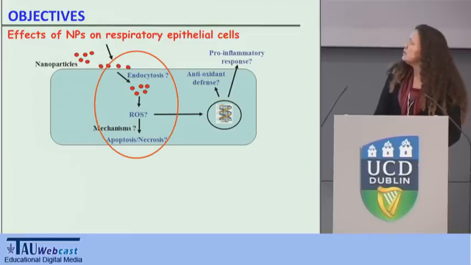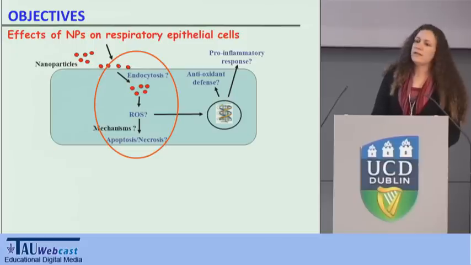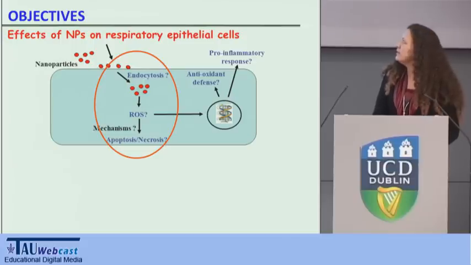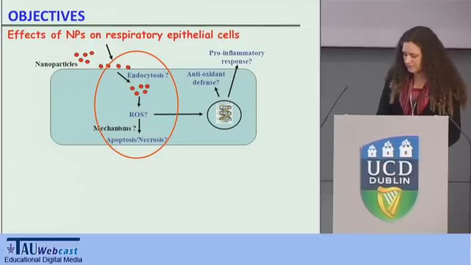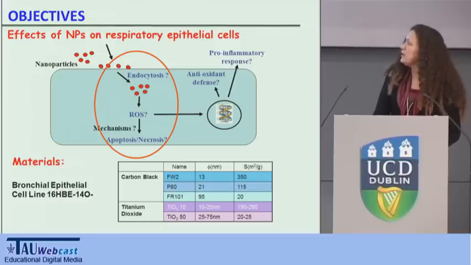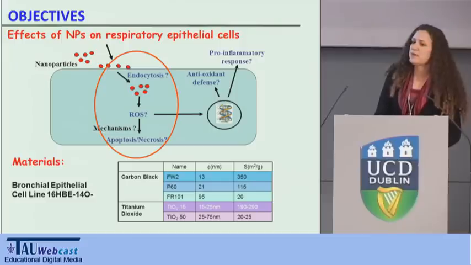We have studied all these three endpoints and the mechanisms involved, but here I will only show you the mechanisms involved in the induction of cell death. We used the bronchial epithelial cell line 16HBE and we confirmed the results with primary cultures. And we used these two types of nanoparticles, carbon black and titanium dioxide, in different sizes within the nanometer range.